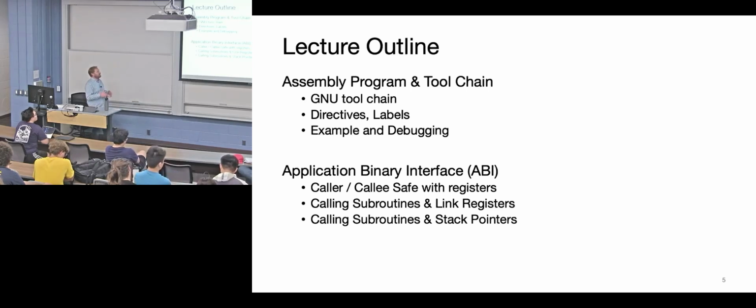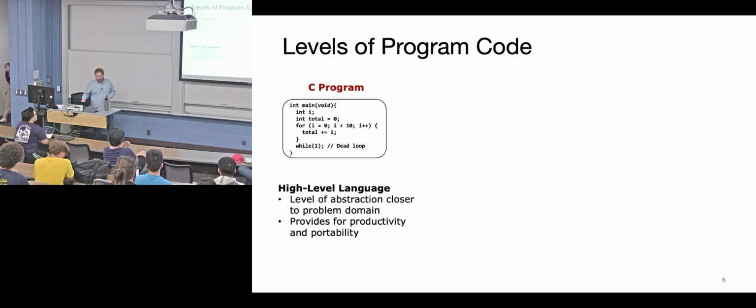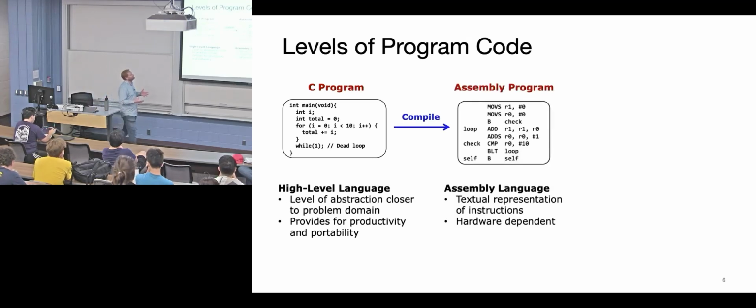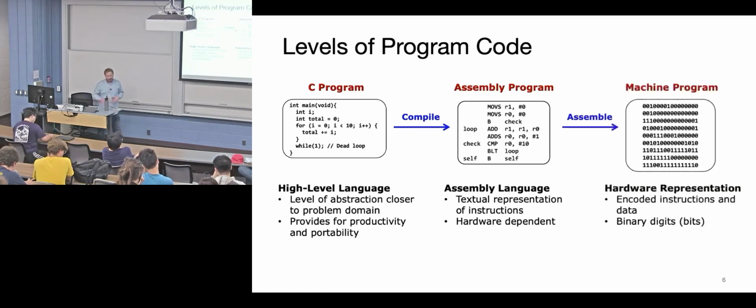Great. All right, so today we're going to talk about some tool chain stuff, go through some examples of the GNU tool chain, directives, labels, and we'll talk about the application binary interface specifically for the ARM Cortex-M4 that we're using. From a high level, we have C. That is going to get compiled into assembly. So there's a compiler that's going to convert it into not machine code, but assembly, something that's human readable. That's the point of assembly. And then your assembler converts that into machine code.